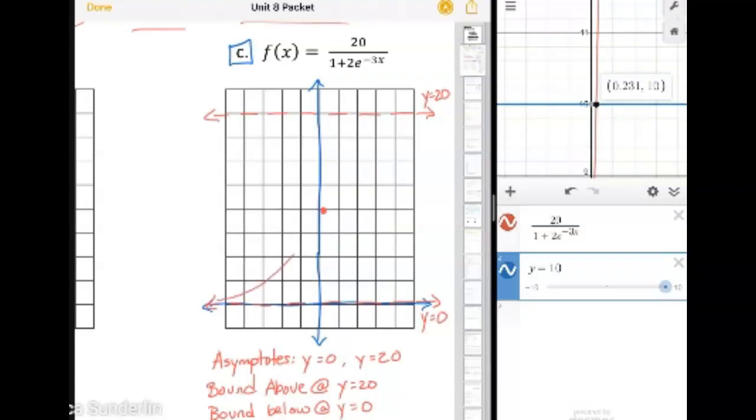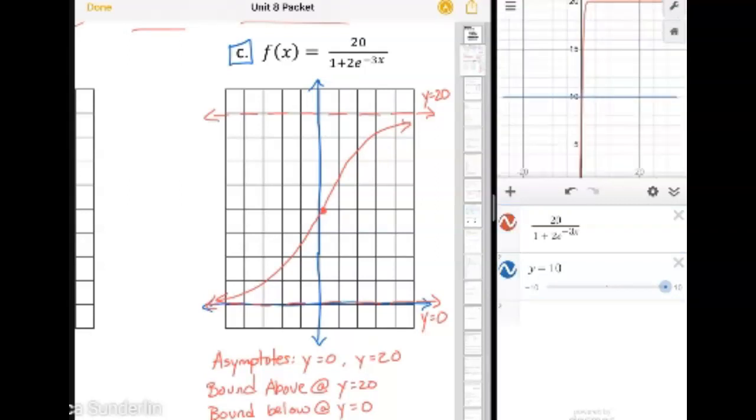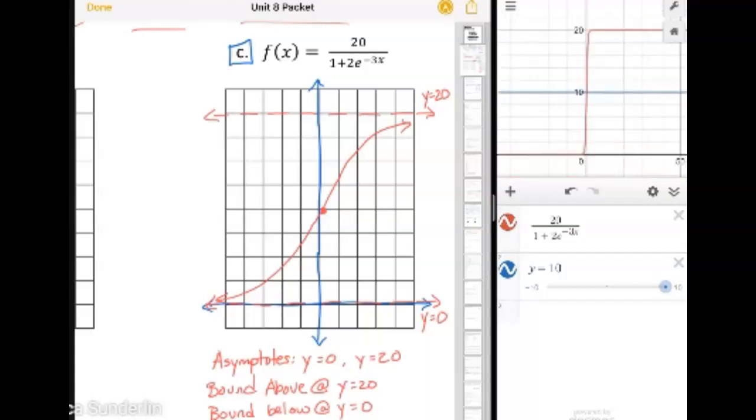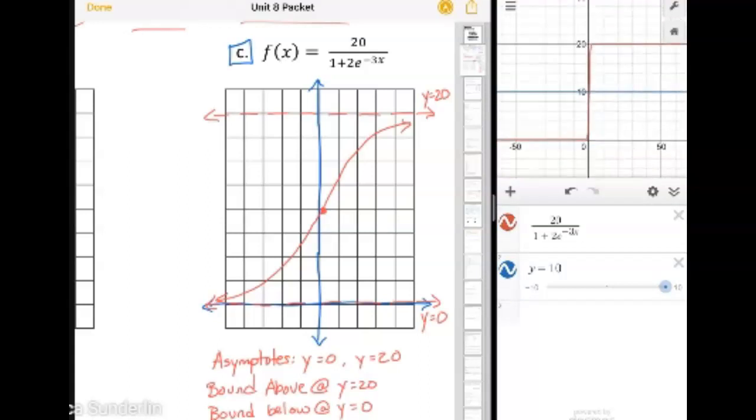As long as you have the point of inflection and you have your asymptotes, the rest of the line really doesn't matter how you graph it. This graph is quite a bit steeper than how I showed it, which is perfectly fine. All I care about are the asymptotes and the point of inflection.